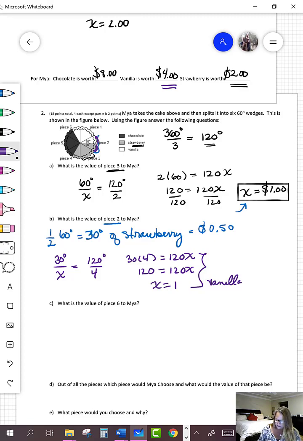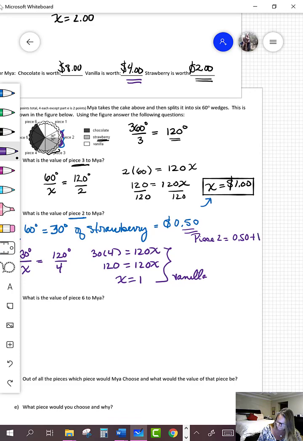So we have that in her eyes it is worth the 50 cents for the strawberry plus the $1 for the vanilla. So piece 2 in her eyes is worth $1.50.